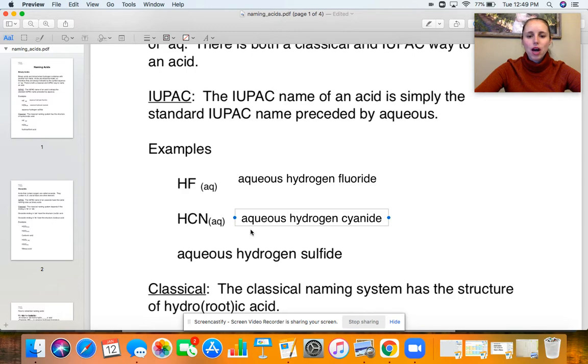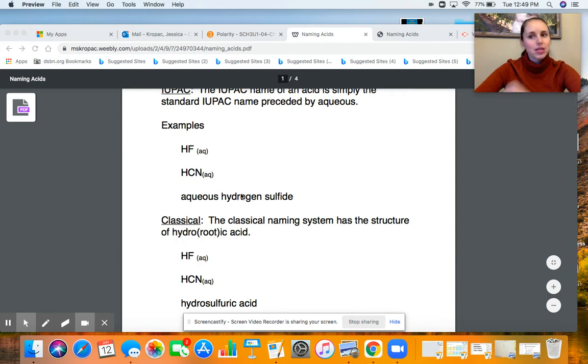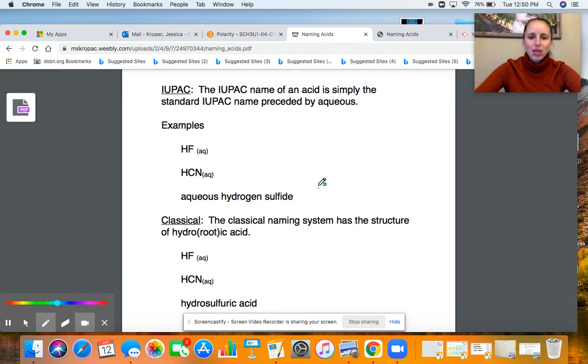We can actually go in the opposite direction as well. I'm just going to switch screens so you can see me draw. We're going to do aqueous hydrogen cyanide here. We know it's an acid because it's got a hydrogen in it and it's got that term aqueous. So I'm going to start with an H, I know it's an acid, and I'm going to put that AQ over here.